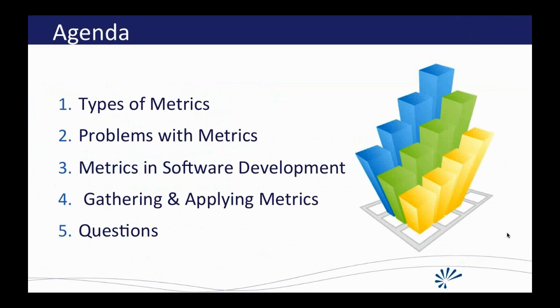Here is our agenda. We're going to start by looking at different types of metrics. We will then discuss some of the issues we have in our industry with metrics and some of the dangers with them. We'll talk more specifically about software development metrics, and then how we gather them, how we apply them, how we make use of these metrics. I'll show you some different techniques and tools I've used along the way. And then, like we said, we'll spend about 10-15 minutes at the end for questions and wrap up.